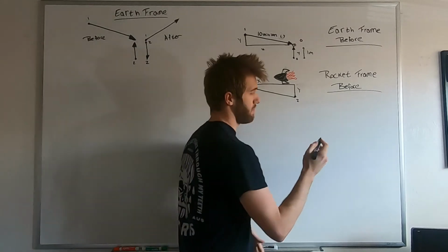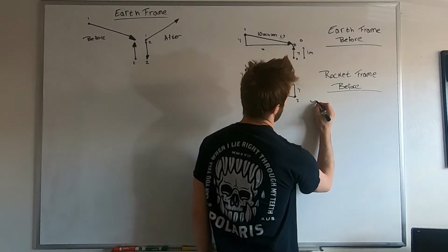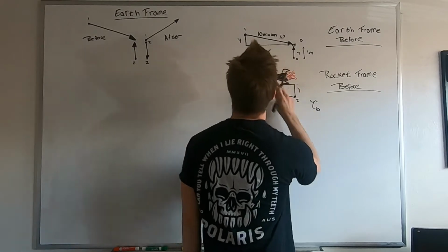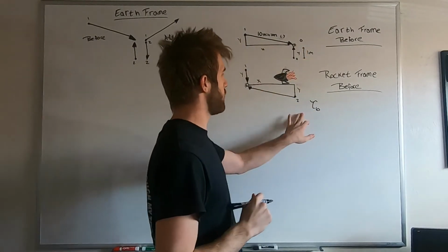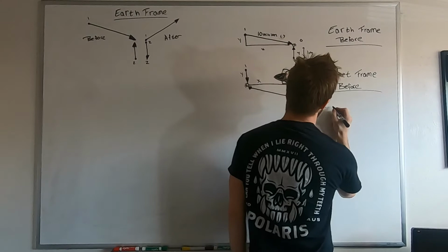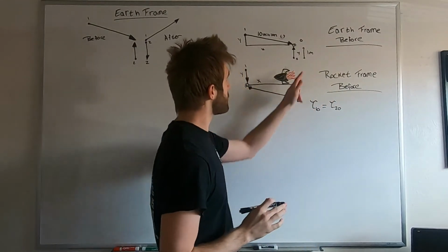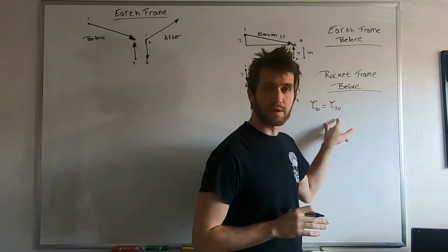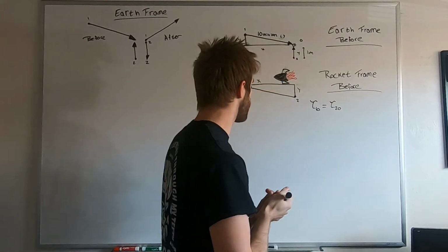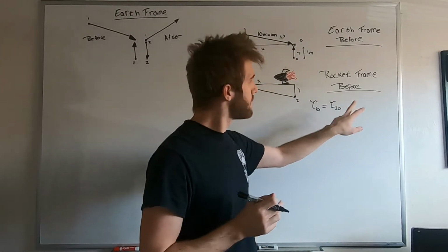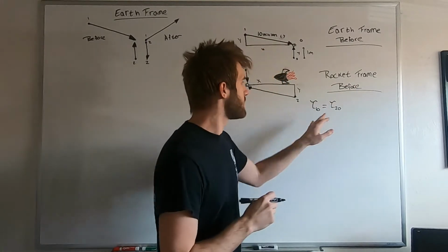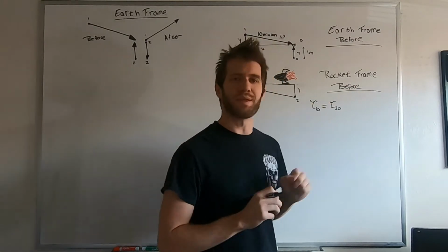So the proper time we can represent as tau from 1 to 0. So event 1 to 0 is equal to tau from 2 to 0. So tau from 2 to 0, these are equivalent. That's all fine and good. Perfect. This is always true between frames. Both frames, this is always going to be the same.